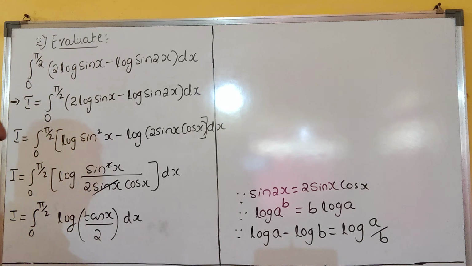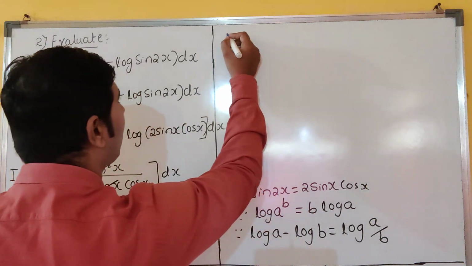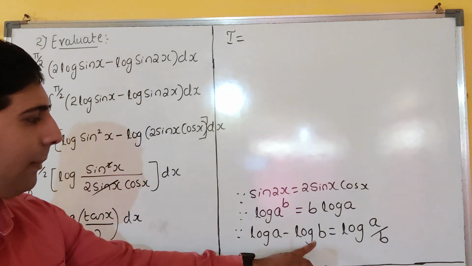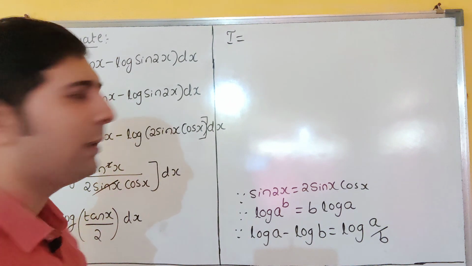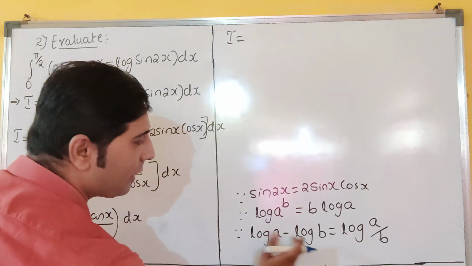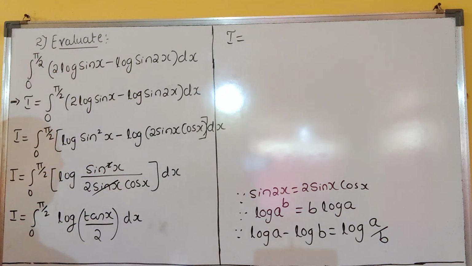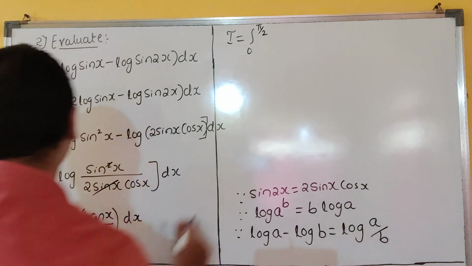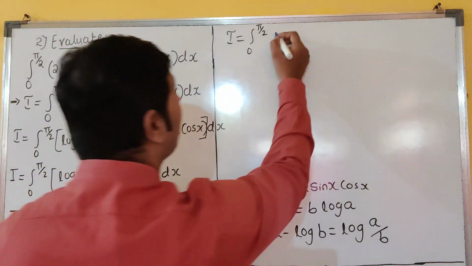Log a by b, just now you have told, log a by b is what? You only told, no? Log a minus log b is what? Log a by b. So log a by b I can write as log a minus log b. A is tan x, integration 0 to pi by 2. So now see here. Log tan x.